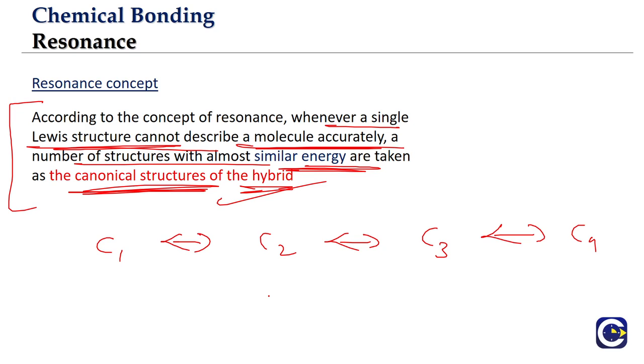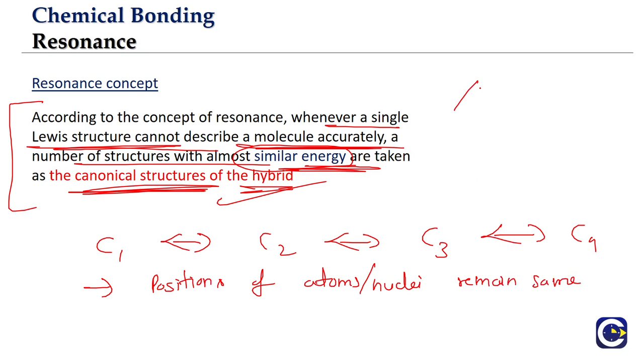So the actual molecule is supposed to be a hybrid of all the possible canonical structures. This is how we get the concept of the resonance hybrid. And there are a couple of important points. One thing we said about the canonical structures is that they will have similar energy. There are a couple more things. In the canonical structures, the positions of atoms or nuclei remain the same.